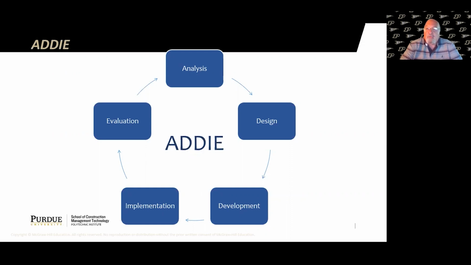Then we're going to implement it. So we're actually going to do the training. And this is part of the ADDIE process. And then you're going to evaluate what occurred, how that worked out, and where there are steps that you need to work on. And then you're going to go back through the process again. It's an iterative process that you need to work through.